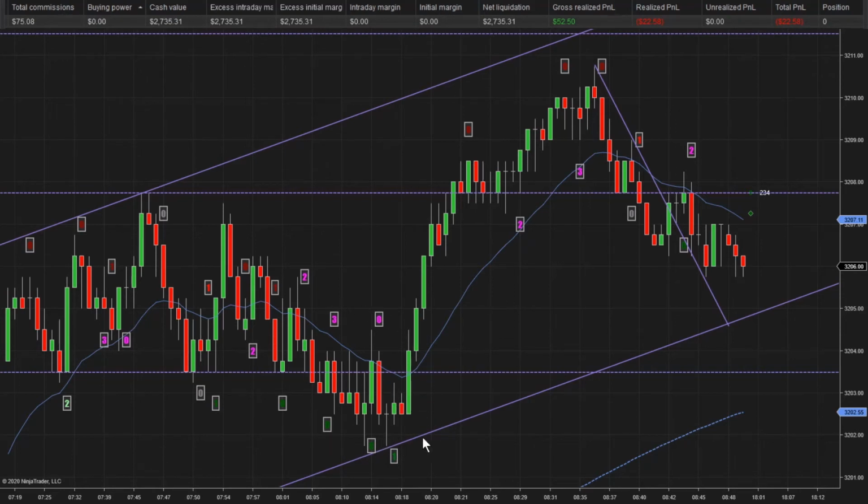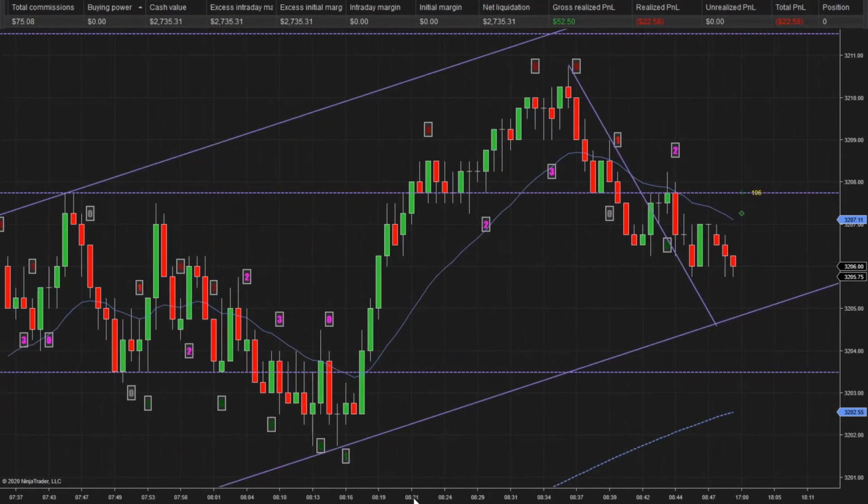But in essence, I think this is a hard trade in general, just because of the choppiness near support. That's an enigma to me. I'm not sure how to handle those. And as you can see, I just broke even because I wasn't exactly sure what was going to happen.